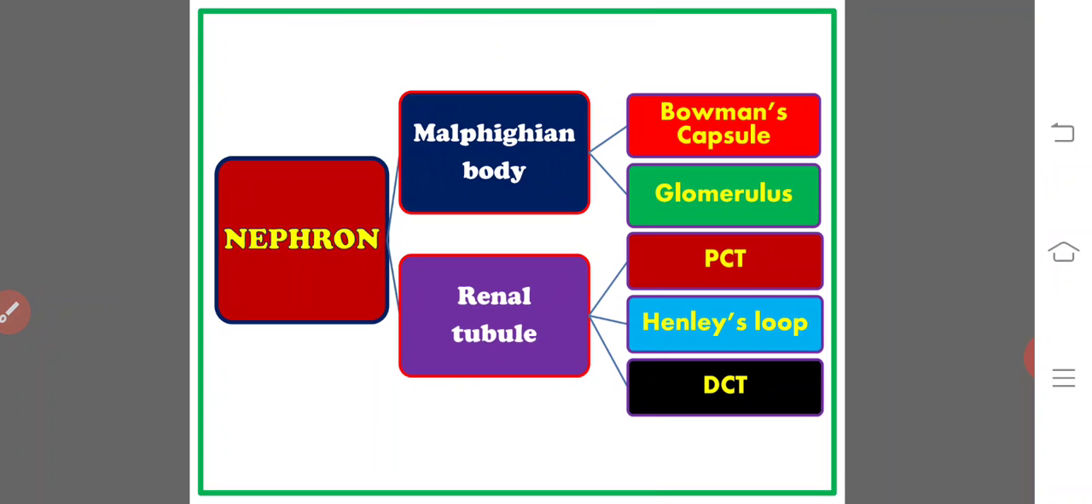Each nephron, for our convenience, gets divided into two portions. One is known as the Malpighian body or renal corpuscle. The second one is the renal tubule. The Malpighian body comprises two portions again, Bowman's capsule and the glomerulus, whereas the renal tubule is made up of the proximal convoluted tubule (PCT), loop of Henle, and distal convoluted tubule. These are the parts of the nephron.